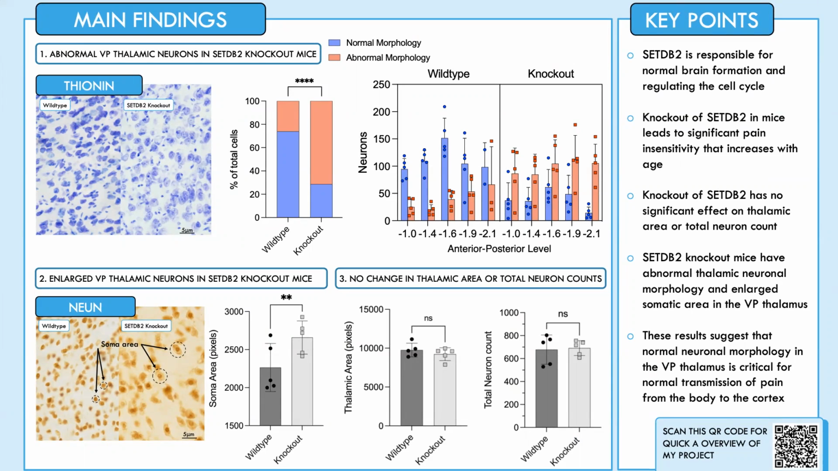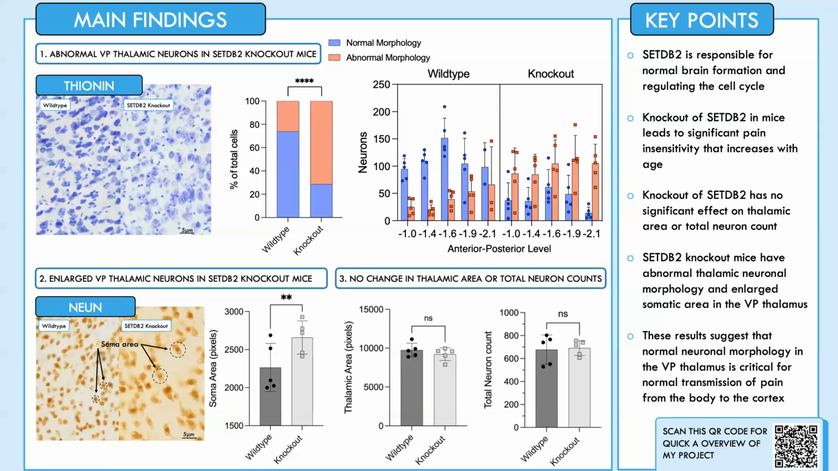Secondly, the neurons of SETDB2 knockout mice have enlarged somas. Two neurons from the wild-type and the knockout group were circled, showing the disparity in soma area. Finally, there was no significant difference in the VP thalamic area or in the total number of neurons counted between these groups. So to tie everything together, SETDB2 is responsible for normal brain formation and regulating the cell cycle.